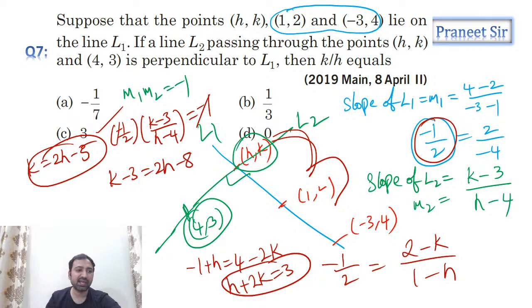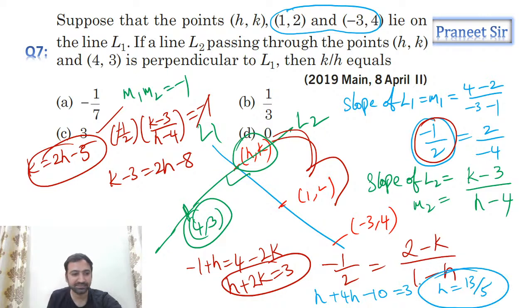Can I calculate the h value and k value? What is the value of h and k? Tell me. Otherwise, you can substitute the k value here. If you substitute the k value here, h plus 4h minus 10 is equal to 3. So from this, h is equal to 13 by 5. Is it correct? Is h equal to 13 by 5?